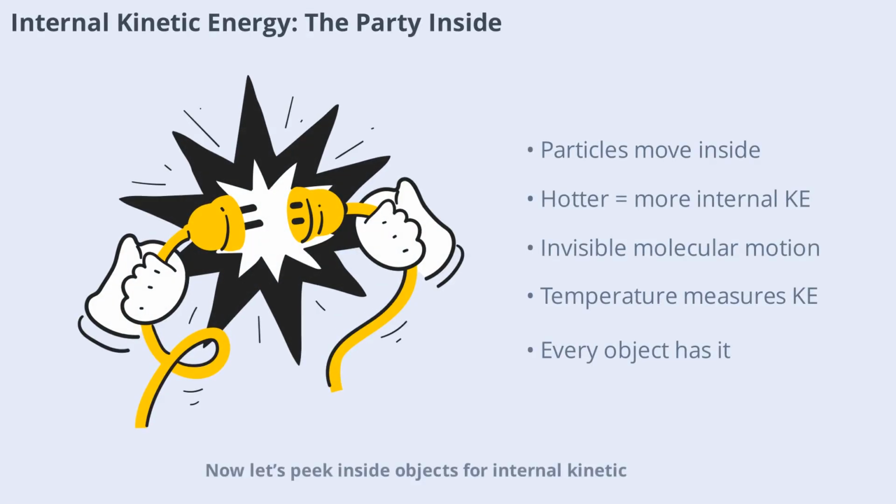Now let's peek inside objects for internal kinetic energy, the energy of particles jiggling around inside. Even if something looks calm, like a water bottle on your desk, its molecules are bouncing and vibrating like they're at a rock concert. The hotter something is, the more intense this molecular party becomes. For example, a cup of hot chocolate isn't moving, but its molecules are zooming around, creating internal kinetic energy.